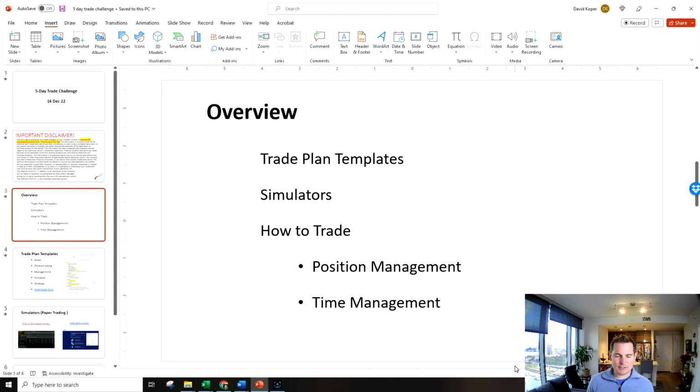trade plan templates. Then I'm going to talk about the simulators, and this is how you can do it with paper money, just to make sure that you understand how everything works and the supply and demand of the market, okay? And then I'm going to talk about time management a little, because you have to make it work with your schedule, right? And then I'm going to do a little recap and get right into the trading for today.